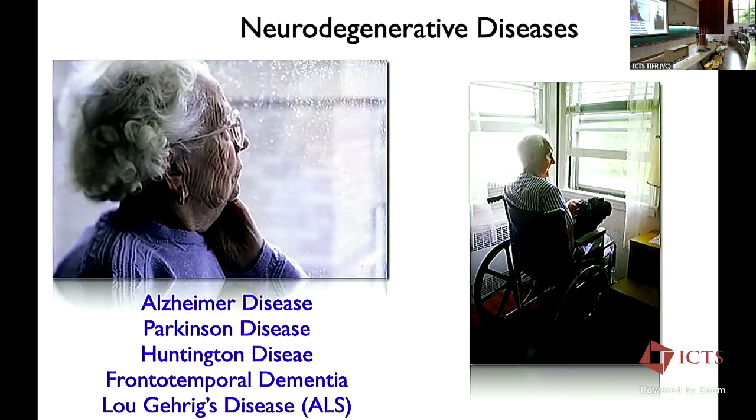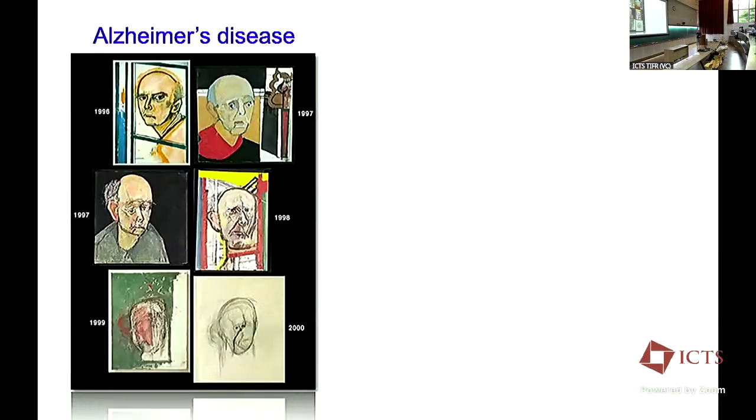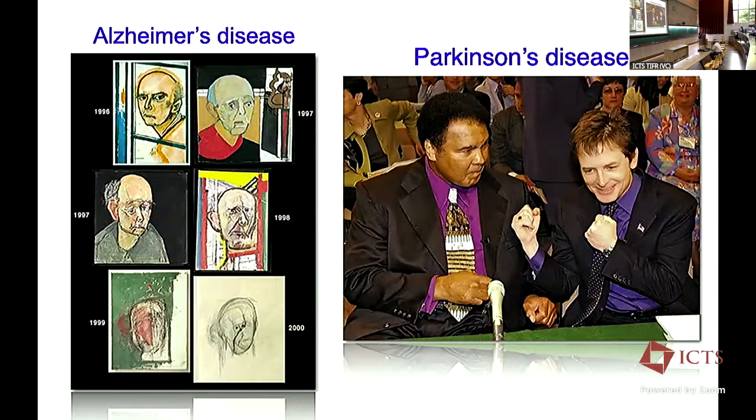So my laboratory studies neurodegenerative diseases, and these are increasing in prevalence as the population is aging. And these are very different types of diseases. So like Alzheimer's disease affects memory. This is like a series of self-portraits from an artist as he sort of declines with his ability to perceive himself through Alzheimer's disease. So that disease affects cognitive ability, but Parkinson's disease is a movement disorder. Cognitive ability is relatively preserved.